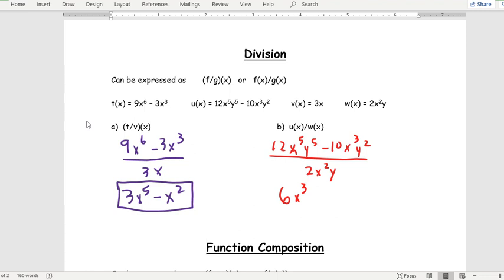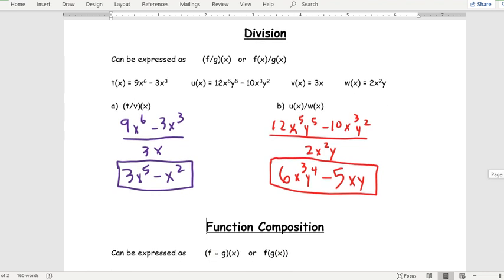Remember, 5 minus 2. Y to the 5th divided by y to the 1st is y to the 4th. I have a negative divided by a positive, so that's going to be negative or minus. Let's see, 10 divided by 2 is 5. And x cubed divided by x squared would leave us with x. Y squared divided by y leaves us with y. So 6x cubed y to the 4th minus 5xy.